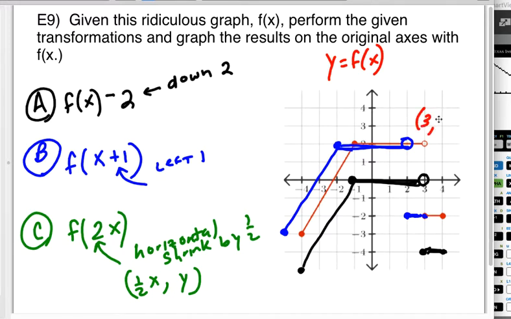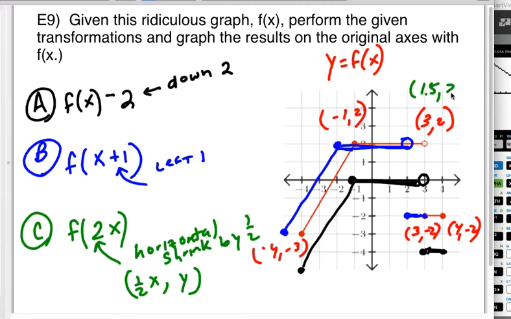So this was (3, 2), right? This was (3, -2). This was (4, -2). This was the point (-1, 2), and this was the point (-4, -3), right? So the reason that's useful is because then you can just cut all the x's in half and see what the point should be. So this should now become the point (1.5, 2), right? The x's are getting cut in half. So this should be (-0.5, 2). This should be (-2, -3), right?